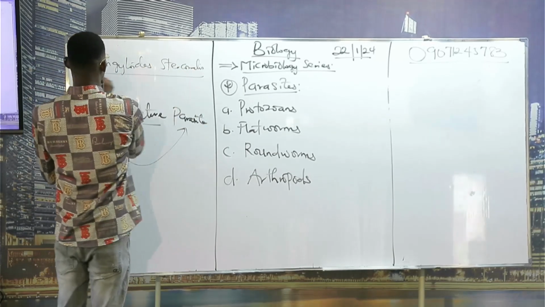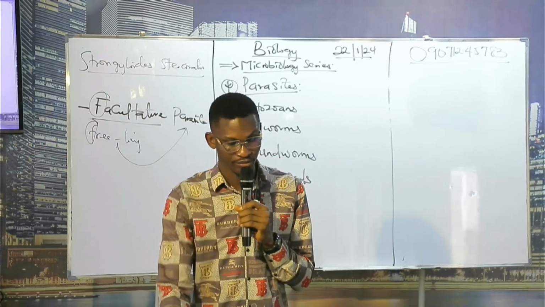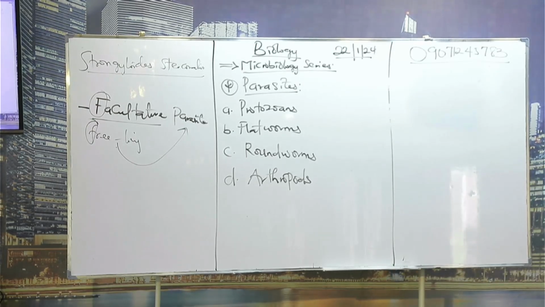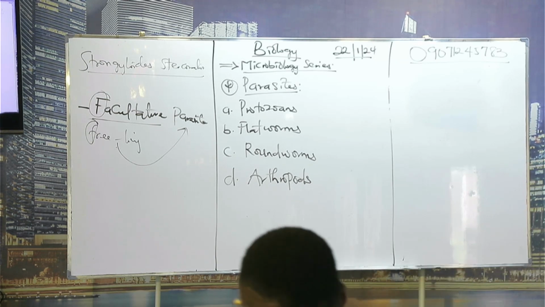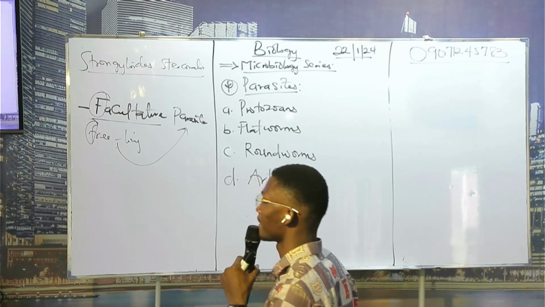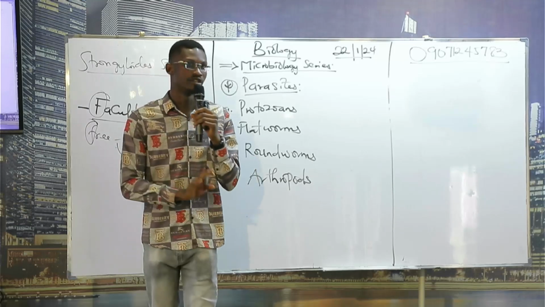Remember, I told you you'll be hearing funny names in the parasites we want to do. So an example of a free living or facultative parasite is Strongyloides sp or Strongyloides stercoralis. Okay, so that's about the parasite.